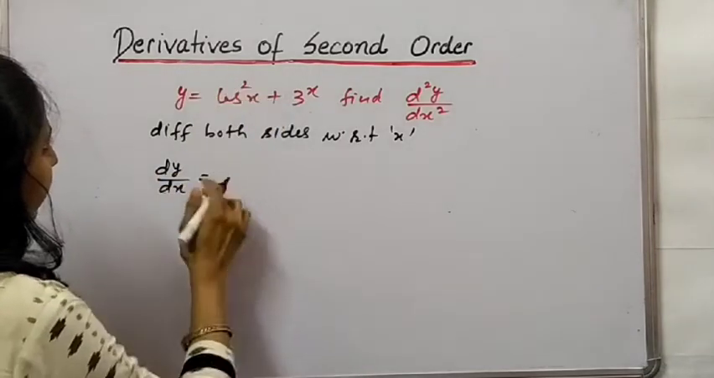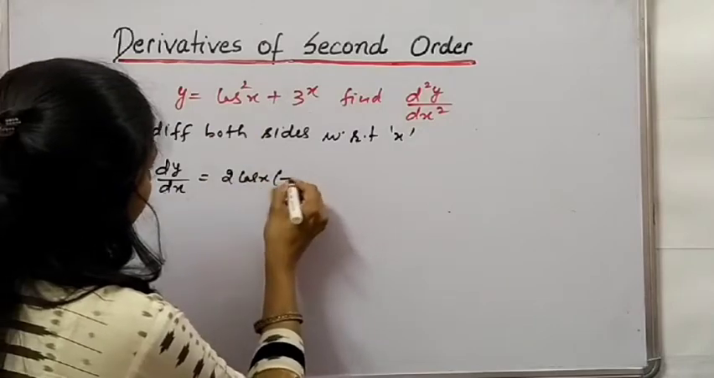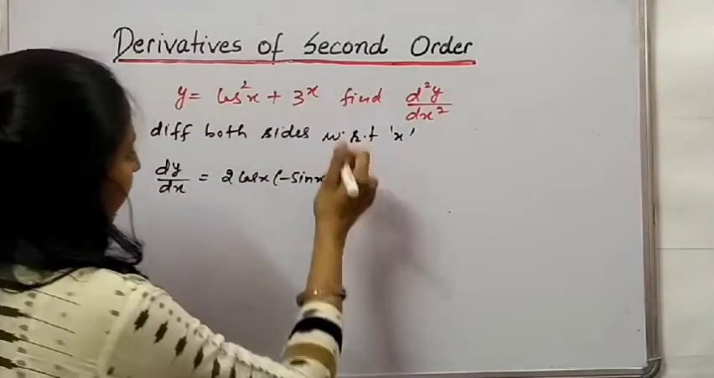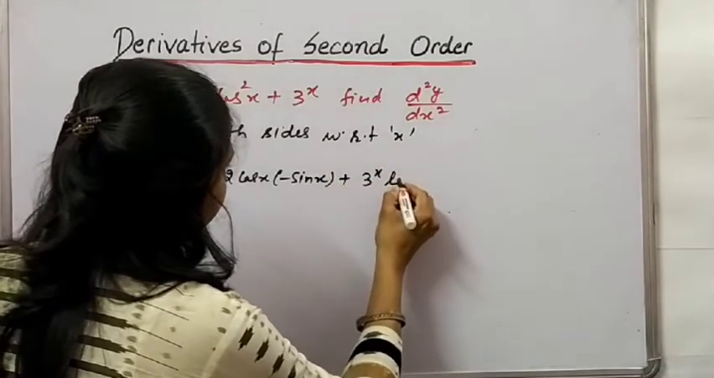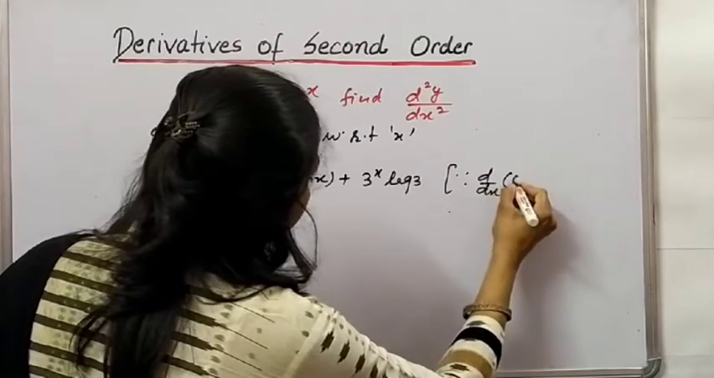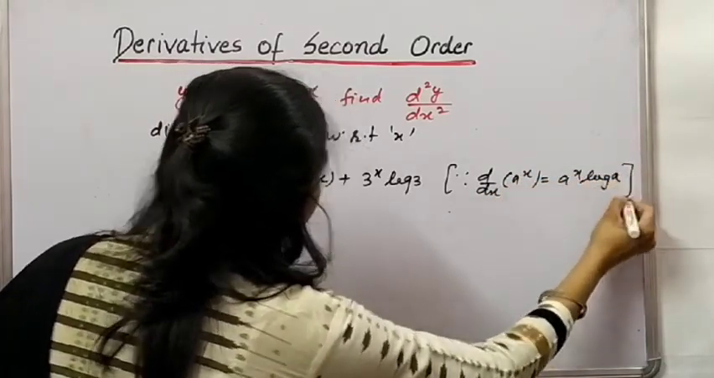yes, it is cos square x, it means 2, then cos x, and then derivative of cos x, minus sin x, plus, now derivative of 3 raised to power x, into log 3, because we know derivative of a raised to power x is equal to a raised to power x into log a, right?